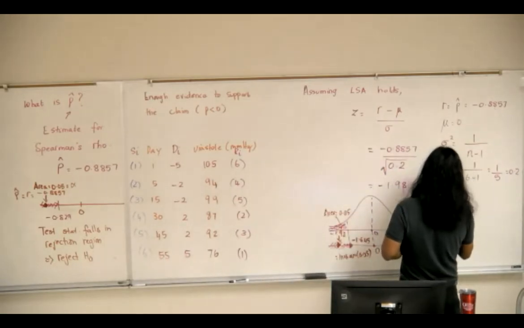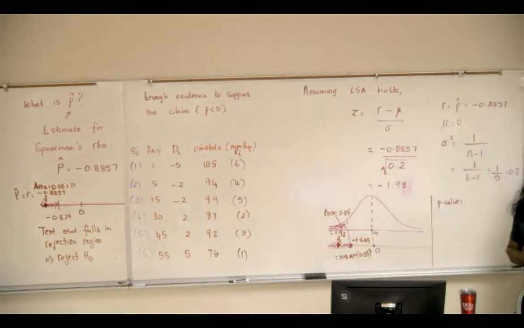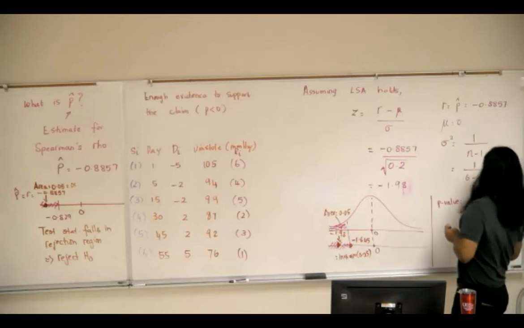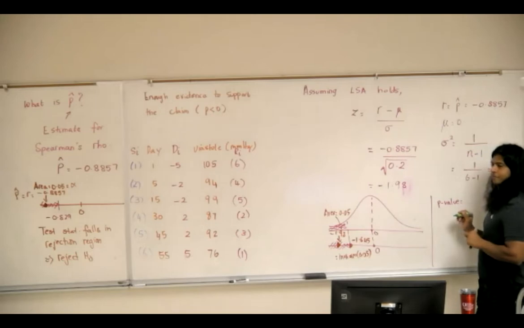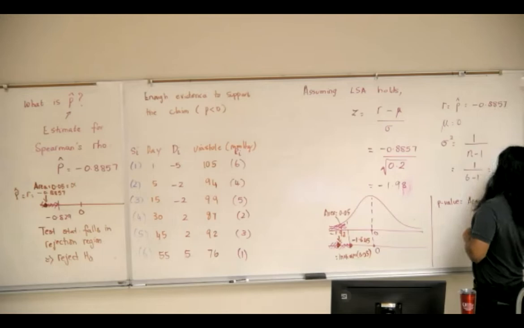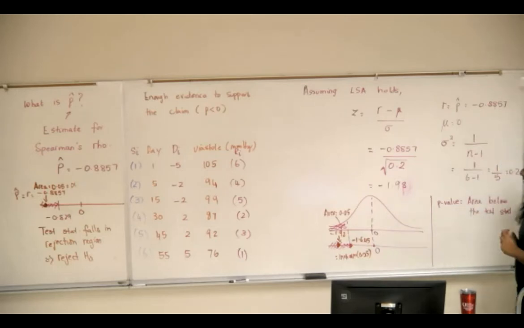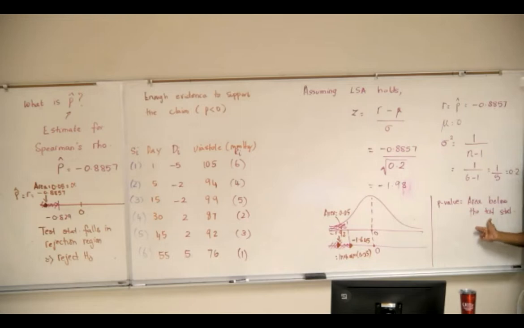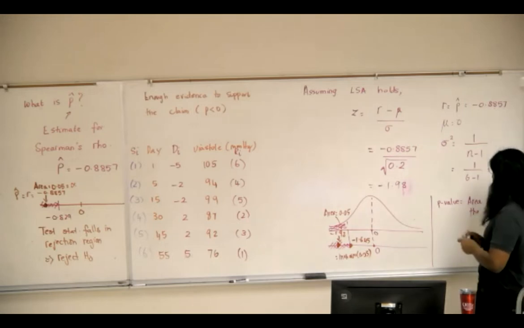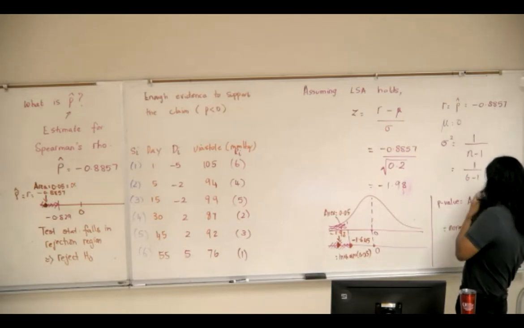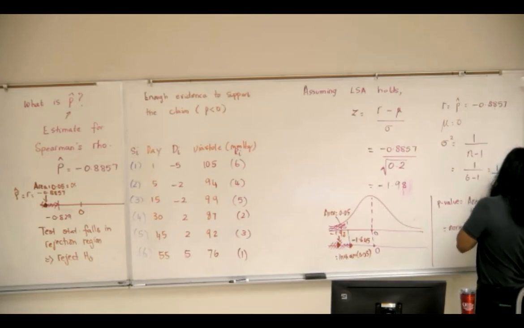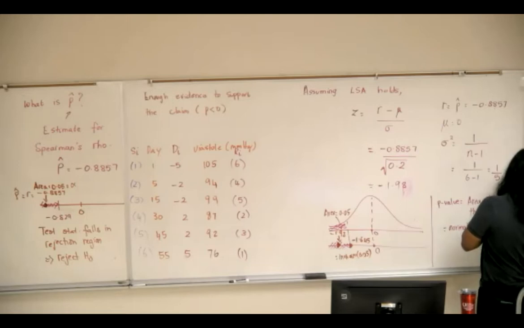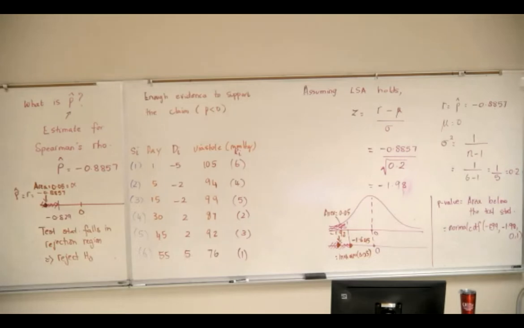How do we find the p-value? Normal CDF. Is that all? Yeah, for a left-tail test. You do negative E99 first, then the test statistic. The only time you take the absolute value of the test statistic and multiply by two is when you do a two-tail test. For a left-tail test, the p-value is the area below the test statistic. For a right-tail test, it is the area above the test statistic. Since the distribution is normal, we have normal CDF, negative E99, negative 1.98, zero is the mean, one is the standard deviation, and what do we get?